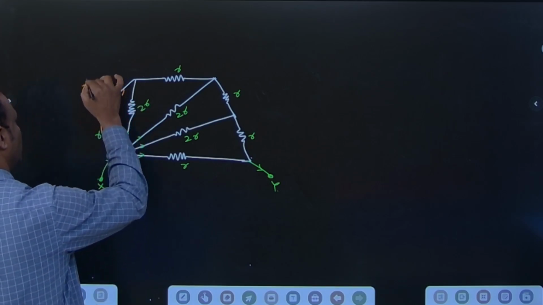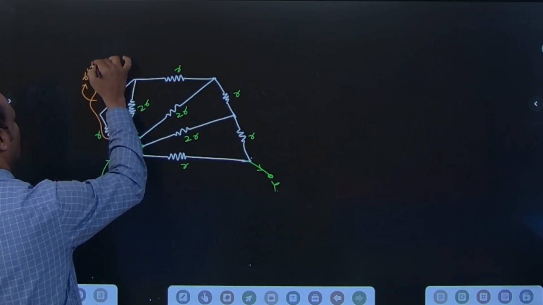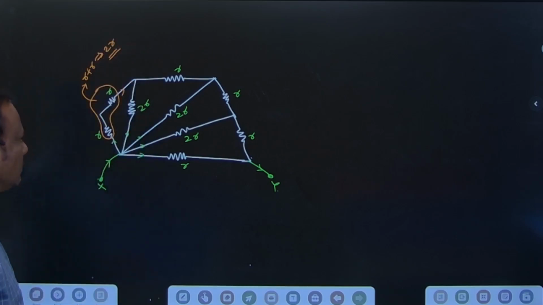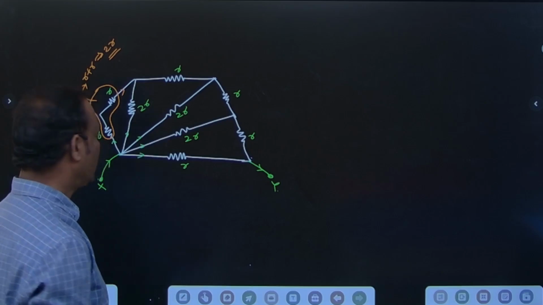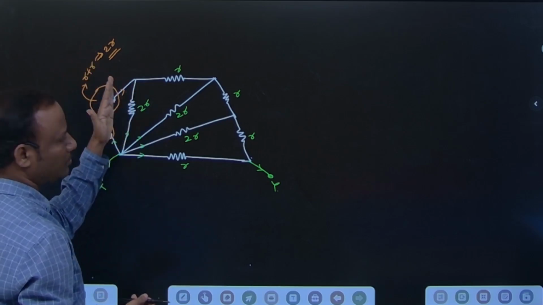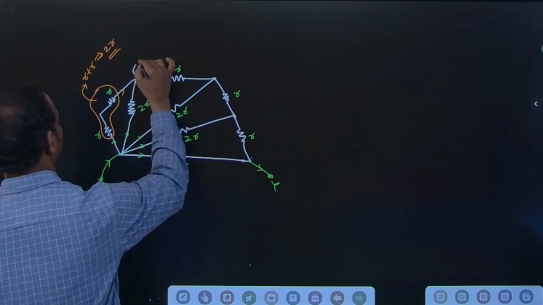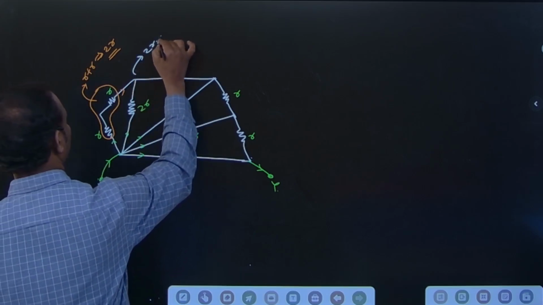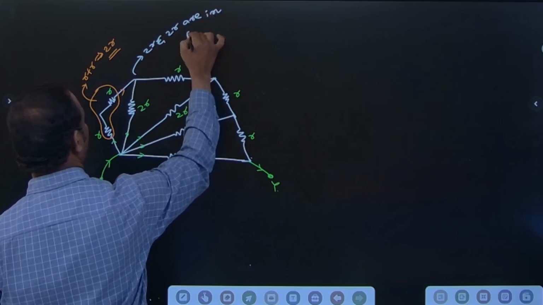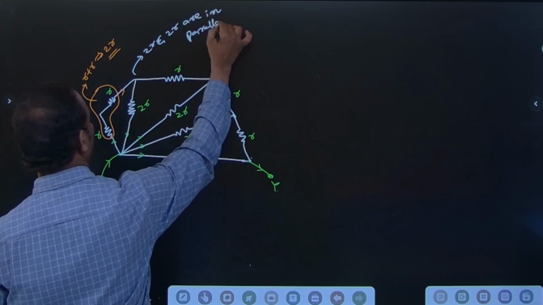So what is the equivalent? R plus R becomes 2R. The equivalent resistance is 2R. Now we can see this 2R and 2R will be in parallel. So next, 2R and 2R are in parallel.